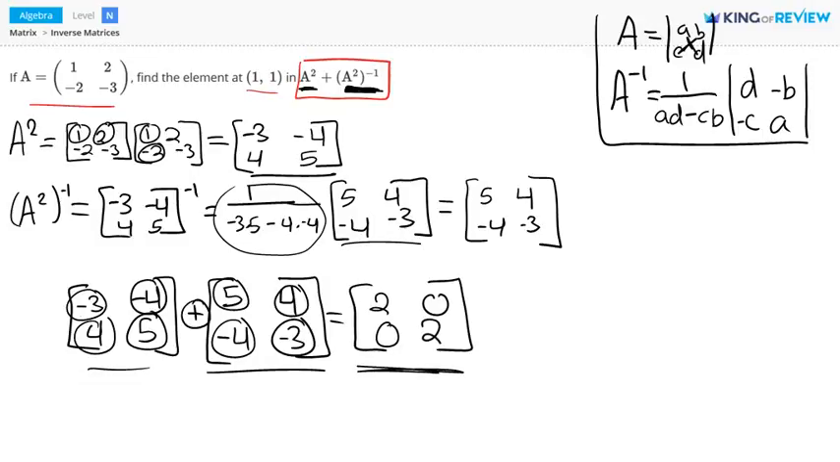So we have this matrix here, and we want to find the entry that's in position 1, 1. That's row 1, column 1. So that would be the upper left-hand position here. So the final answer is 2.